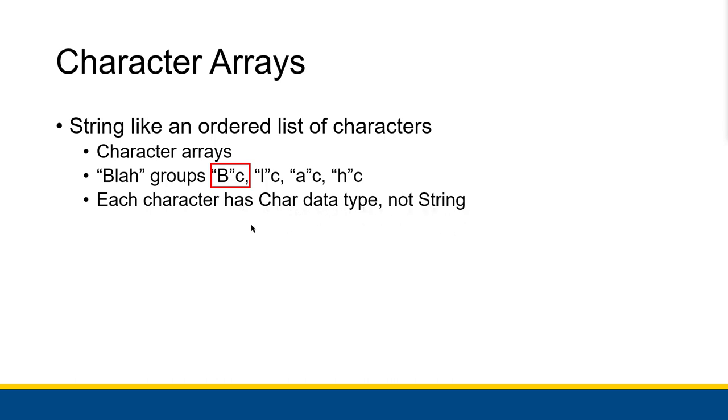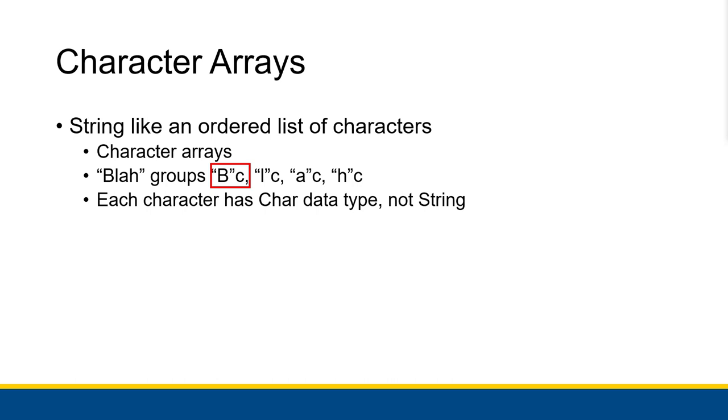A char is actually just a single character, which is what this B with the little letter C afterwards represents. This represents the character B, uppercase B. If I just wrote B in quotes without the C, then it would be the string containing one character rather than just the character itself.